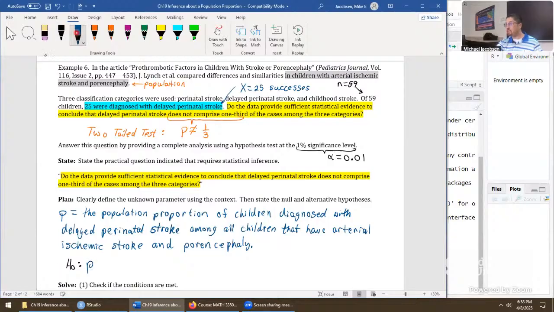H naught is going to be a statement that P equals some value to be tested. How do you even find that value? It comes from the practical question of the problem. We were wanting to know if we have enough evidence to say that these children that had delayed perinatal stroke does not comprise 1/3 of the cases among the three categories, and that 1/3 then is the value to be tested in this problem. The null hypothesis is going to be the statement that the proportion really is 1/3.